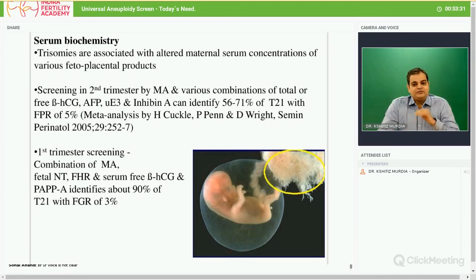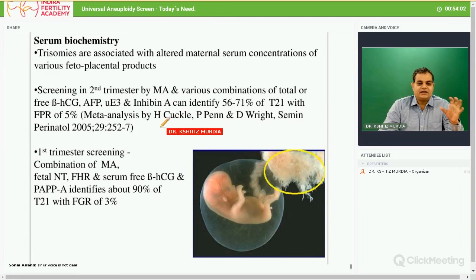The next component of a combined test is serum biochemistry, which includes PAPP-A and beta HCG. Now, as we have discussed, the newer quadruple test and penta test are evolving, and they are studying PlGF, placental growth factor, and inhibin also. In the second trimester, the only option left is biochemical screening, which is called the quadruple test, devised by the Howard group, and it carries a sensitivity of around 75%.